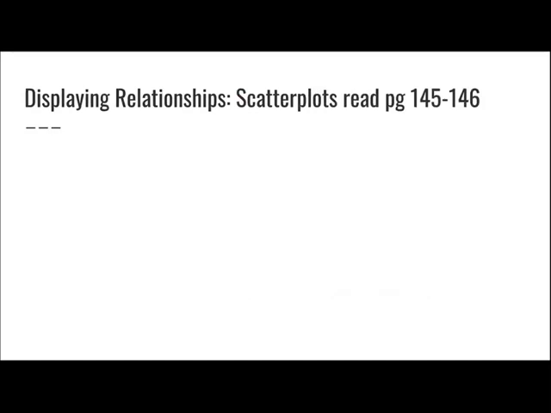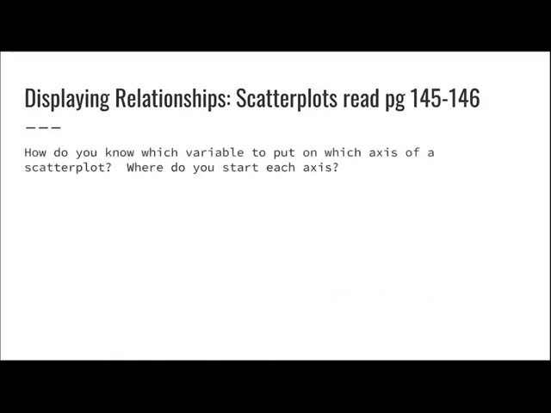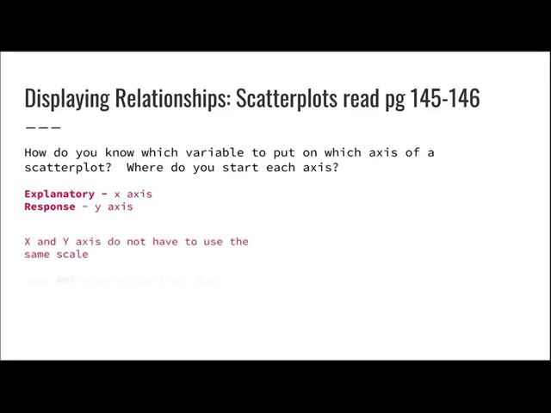Take a second and read through Displaying Relationships, Scatterplots, pages 145 through 146. How do you know which variable to put on which axis of a scatterplot? Where do you start each axis? So your explanatory will be your x, and your response will be your y. Your x and y axes do not have to use the same scale, and they do not have to start at 0, 0.